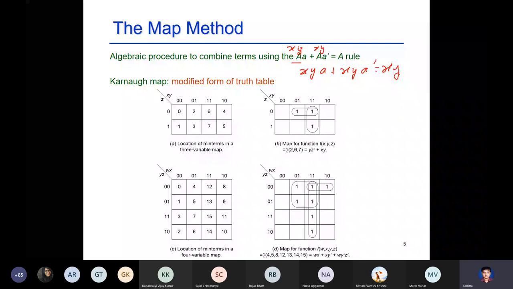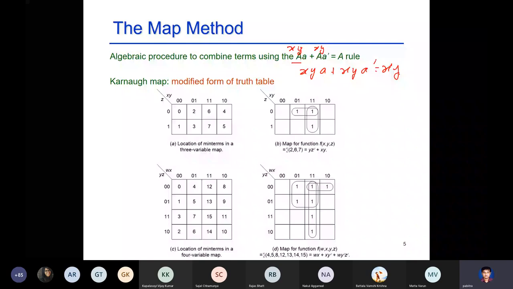Note one thing, I am not writing it in the binary order. This is important. 0, 0, 0, 1, 1, 0, 1, 1. That order I'm not writing. Rather, I'm writing it in a gray code order. I'm writing 0, 0, 0, 1, 1, 1, 1, 0. I'm writing it in the gray code order. The reason for this is what I want.